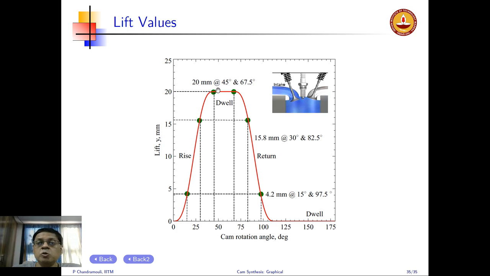Displacement that it goes through to settle down at 20 mm. So 45 and 67.5, 20 mm; 15.8 at 30 degrees and 82.5; and 15 degrees and 97.5 we will have 4.2 mm. So with this, I now have the follower values marked out, so displacements marked out, and with this I'm going to start the construction.